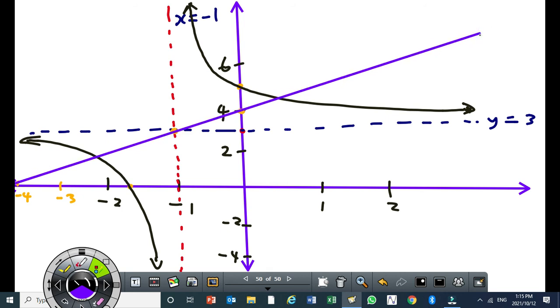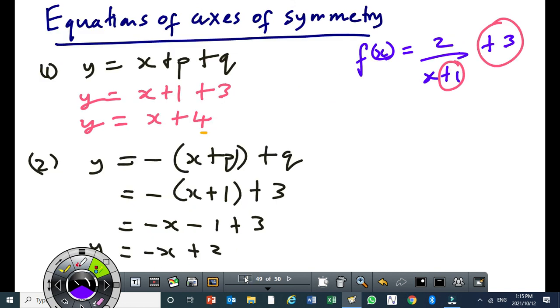Okay, so that's the one with the positive gradient. It has a y-intercept here, but it passes through the point of intersection with the asymptotes. Then the one with the negative gradient has a y-intercept at y equal to 2.